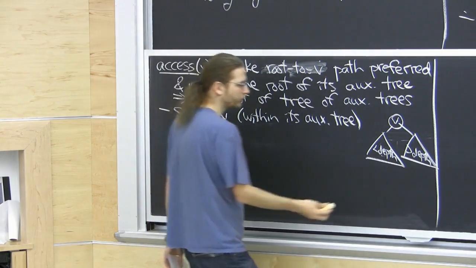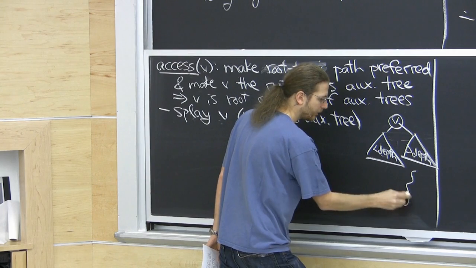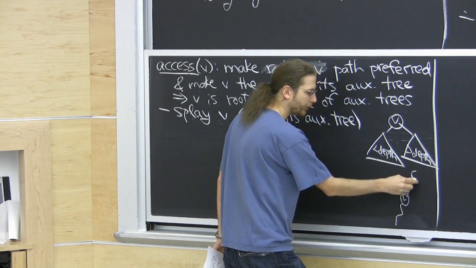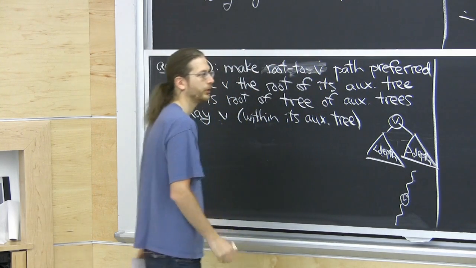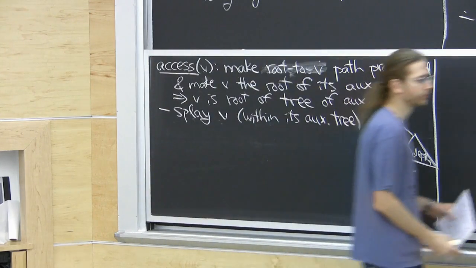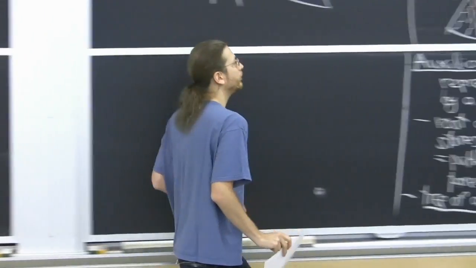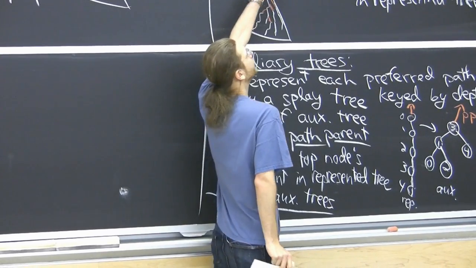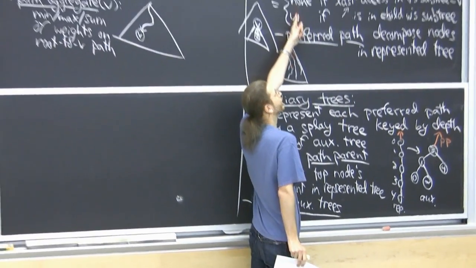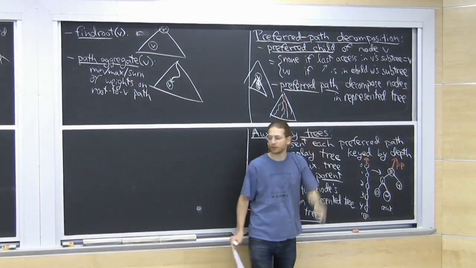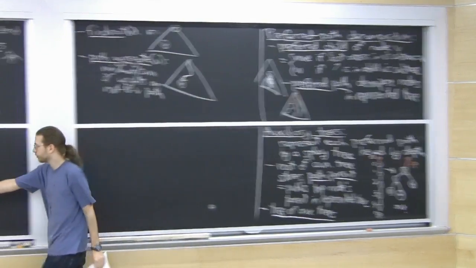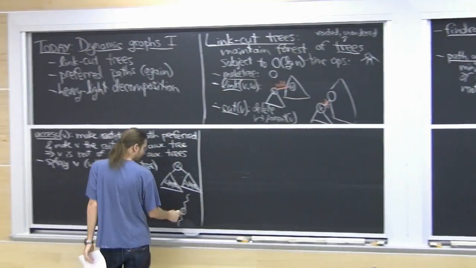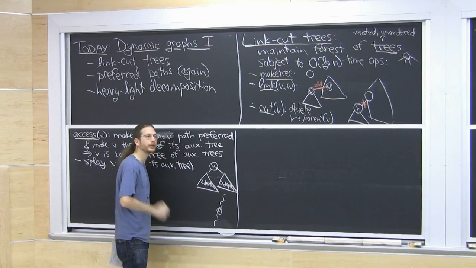So in the represented tree, what we have is a path. There's v. These are the things of smaller depth. These are the things of larger depth. Now, if you look at the definition of preferred child, when we access v, v now no longer has a preferred child. Its preferred child is now none. If you look at this picture, this is a preferred path. Currently, v has a preferred child. We want to get rid of that.